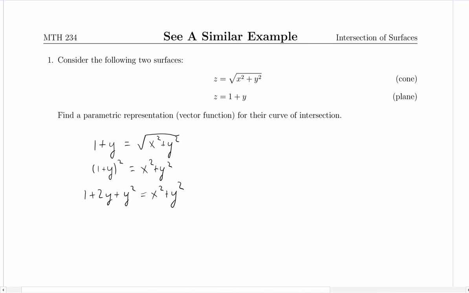We have y squared on both sides, so we can cancel them. And let's solve for y. So y is (x squared minus 1) over 2. So this is telling us that along the intersection of these two surfaces, which is some curve, the points on that curve have this relationship between their x and y coordinates. That y is equal to (x squared minus 1) over 2.